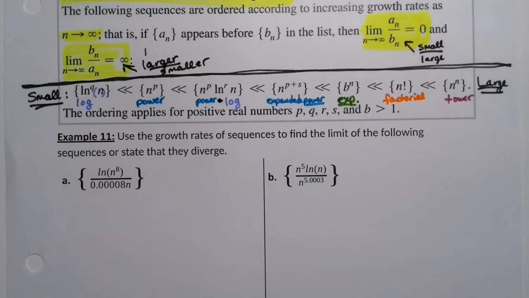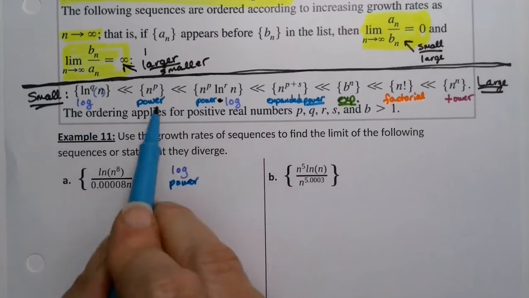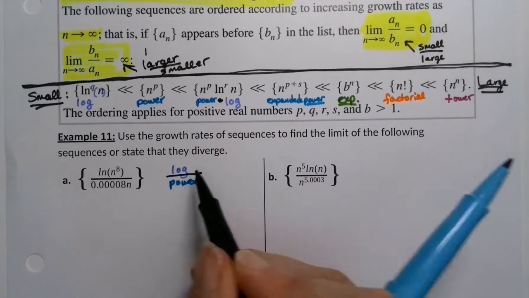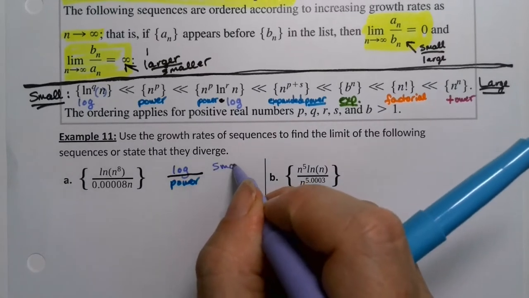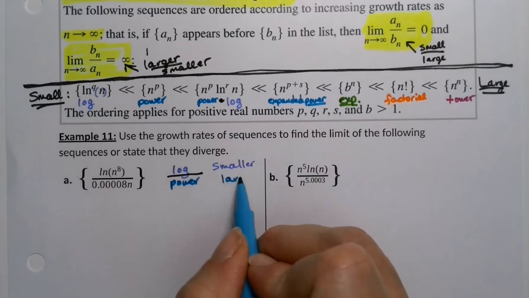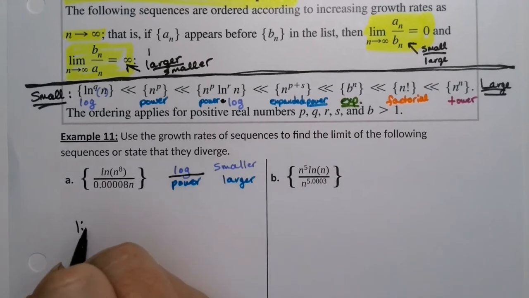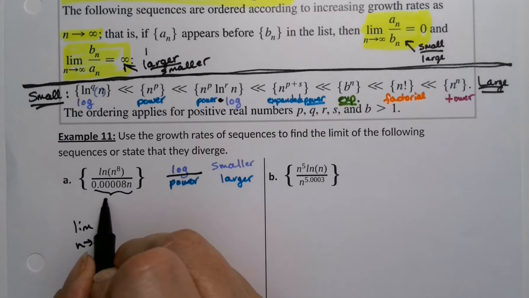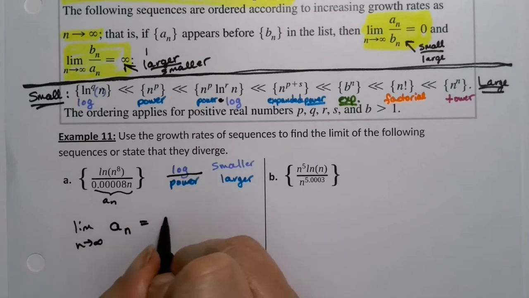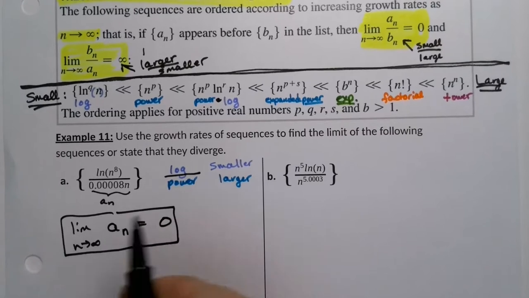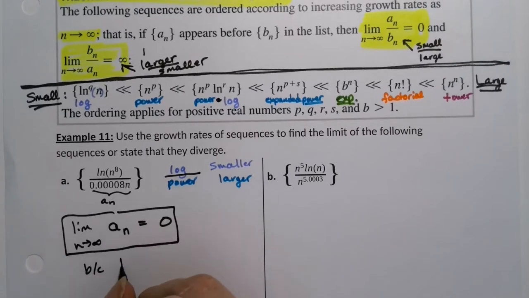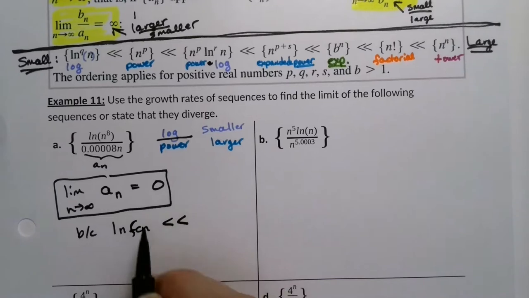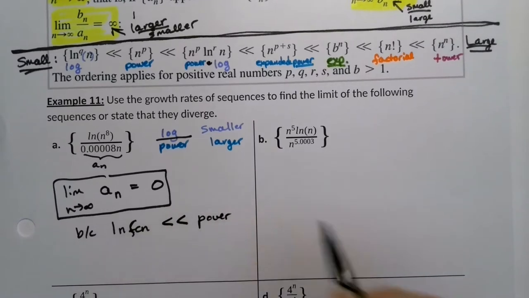So who's going to win? If I take a log and divide it by a power, the log is smaller than the power, right? So it's to the left, smaller, and then this is larger. What that means is that the limit as n goes to infinity of that sequence, I'm just going to call it a sub n, of a sub n is 0. Period. The end. And the reason is because a log function is significantly less than, read, a whole lot less than a power function in the long run as n goes to infinity.